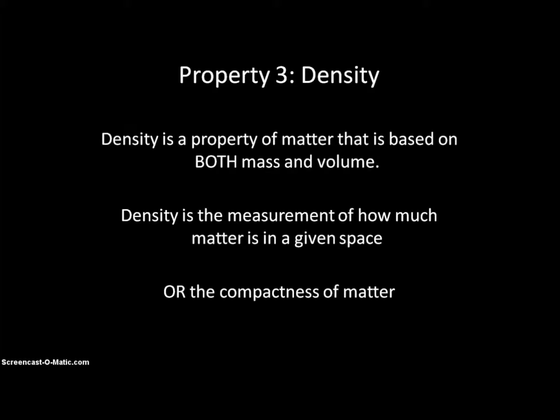And the third property of matter that we want to talk about is density. And remember, we said density is a property of matter that's based on the mass and the volume of an object. So density is the amount of matter in a given space. We can also say that density would be the compactness of matter, or how compact it is in a specific area. To learn more about that, we are going to watch a short video from our friend Mr. Anderson.